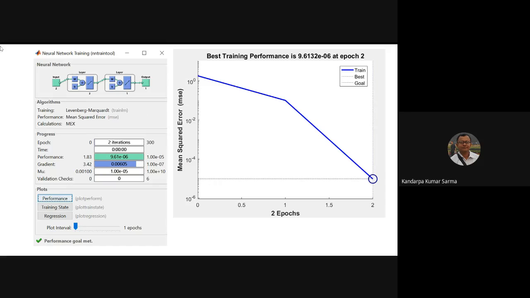So you can see here it just takes about 2 number of iterations to complete the training and reach the goal of 10 to the power minus 5. So you can see here the convergence curve just takes two steps, 2 number of recursions to come down and reach the goal quite fast, very fast. So for a near real-time performance that we require, we may use this train LM method.